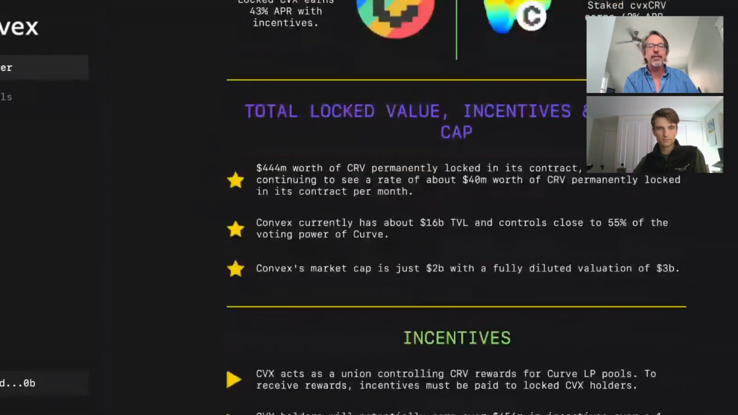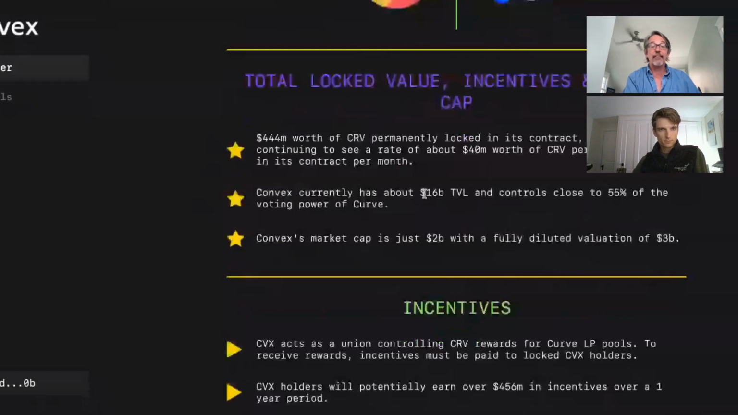But here are some of the stats. There's $444 million worth of Curve permanently locked in its contract. And it continues to grow at a rate of about 40 million Curve added every month. So they're just growing. Convex itself has 16 billion in TVL. That's not that far behind Curve, and they control 55% of the voting power.